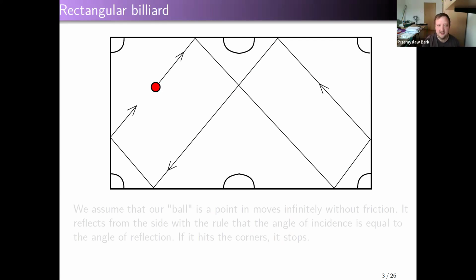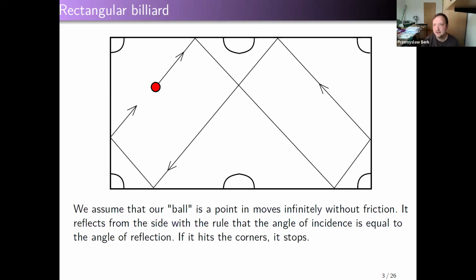And we assume many simplifications. So we assume that the ball moves in a fixed direction with a uniform speed. And whenever it hits the corner, it stops, okay? And when it hits a wall outside of the corner, we assume that the angle of incidence is equal to the angle of reflection, okay? This is called the billiard flow, such dynamics.